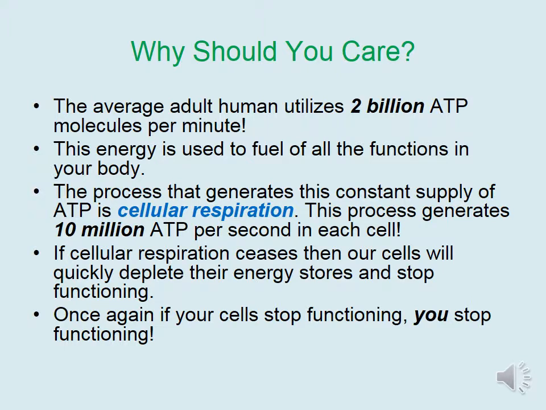The average adult human utilizes 2 billion ATP molecules per minute. This energy is used to fuel all of the functions in your body. The process that generates this constant supply of ATP is cellular respiration. This process generates 10 million ATP per second in each cell. If cellular respiration ceases, then our cells will quickly deplete their energy stores and stop functioning. And once again, if your cells stop functioning, you stop functioning.